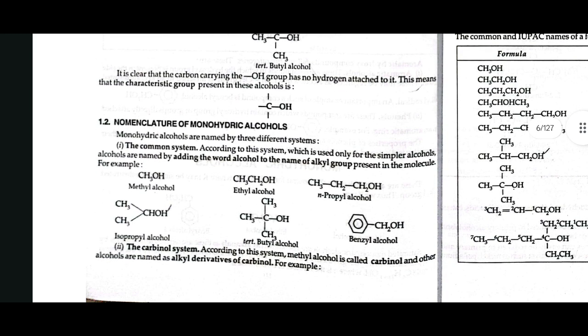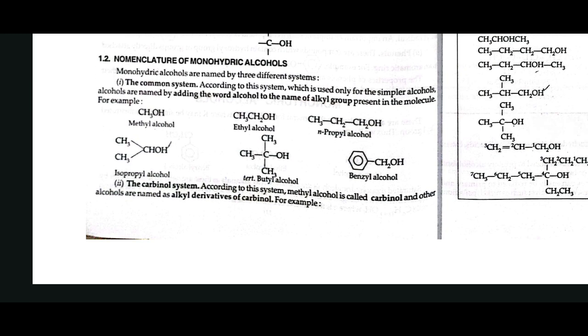Nomenclature of monohydric alcohols. Monohydric alcohols are named by 3 different systems. First, the common system. According to this system, which is used only for the simpler alcohols, alcohols are named by adding the word alcohol to the name of the alkyl group present in the molecule. For example, methyl alcohol, ethyl alcohol, n-propyl alcohol, isopropyl alcohol, tert-butyl alcohol, and benzyl alcohol.